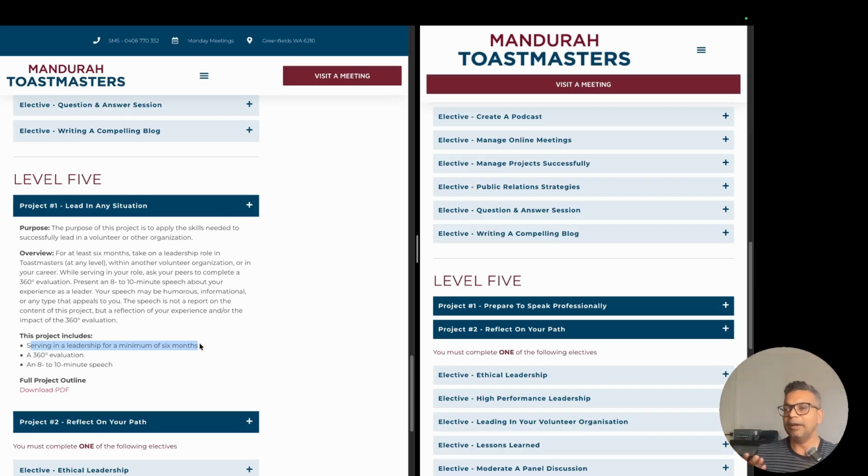It means you have evaluation templates. So before you serve the role, you draw a baseline, and after that you get a 360-degree evaluation. It means you get evaluations. For example, if you are serving as VPPR, Vice President Public Relations, you get a review from the President, and you get a review from any 2 members of the club or organization. So that's the 360-degree evaluation. And then you give an 8 to 10 minute speech on your learning experience.